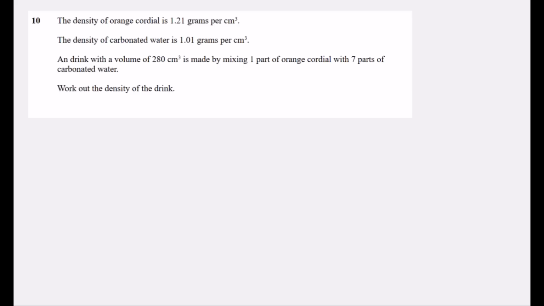Question 10. Density. So density equals mass over volume. The density of orange cordial is 1.21 grams per centimeter cubed. The density of carbonated water is 1.01 grams per centimeter cubed. A drink with volume 280 centimeters cubed is made by mixing 1 part of orange cordial with 7 parts of carbonated water. Work out the density of the drink.